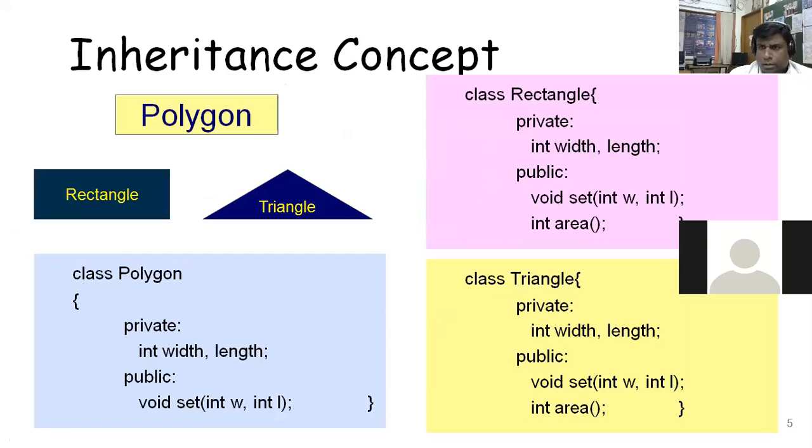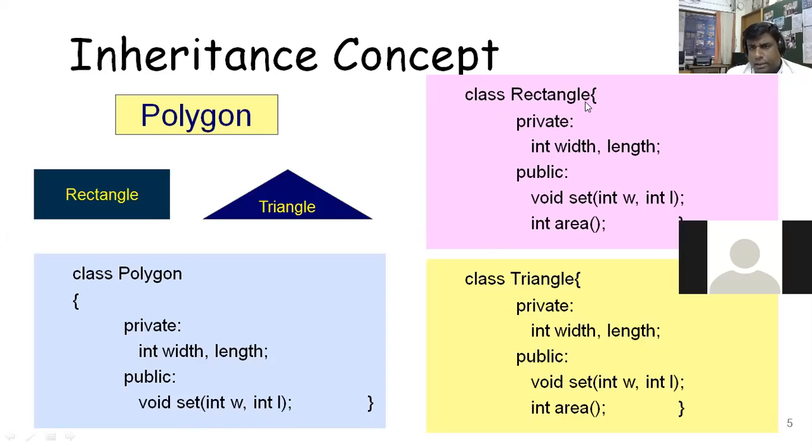So look at this inheritance example through programming. There are three classes: one is the polygon, another is the rectangle, and the third is the triangle. Polygon is the shape; rectangle and triangle are the actual shapes. Now come to the class polygon. When we create a class polygon like this, we define two variables, width and length, whose type is private, and we declare one method, void set, which has two parameters, integer w and integer l. So class polygon has one member function and two member data variables.